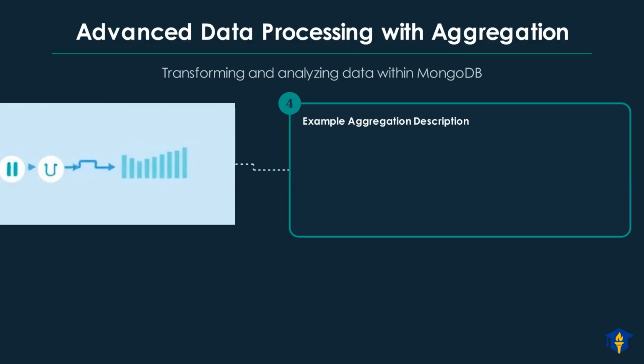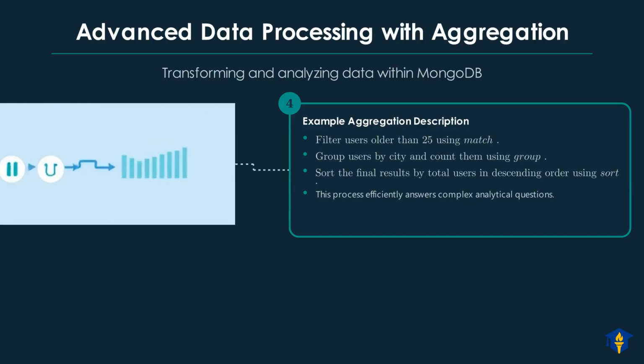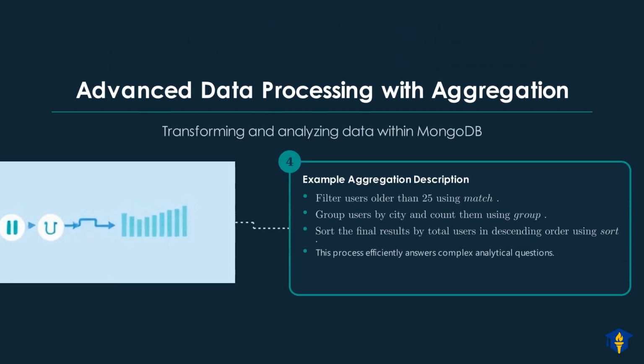Let us consider an example aggregation to illustrate these concepts. We would filter users older than 25 using the $match stage. Then, we would group these users by city and count them using the $group stage. Finally, we would sort the results by the total number of users in descending order using the $sort stage. This entire process efficiently helps us answer complex analytical questions directly within MongoDB.